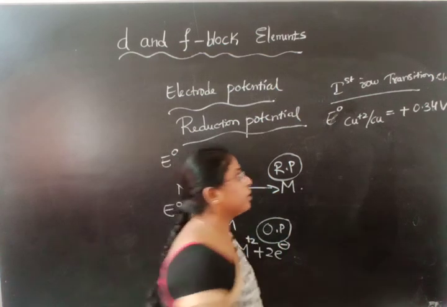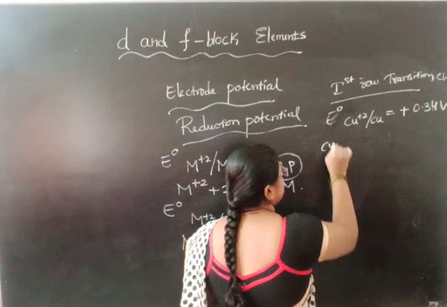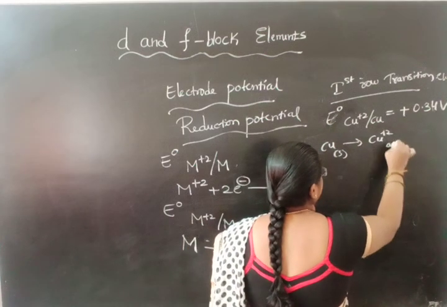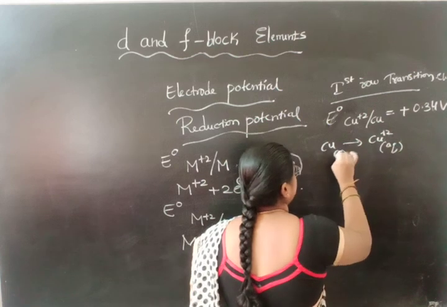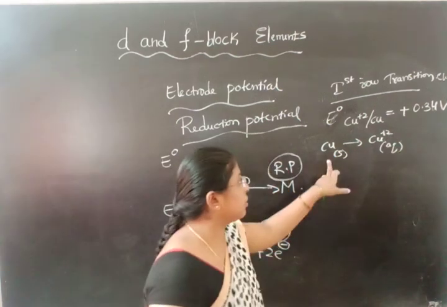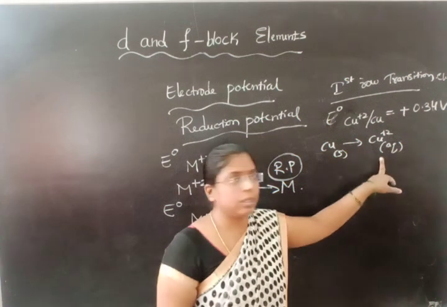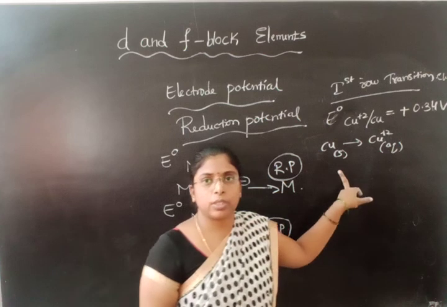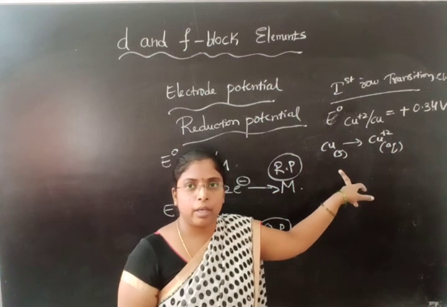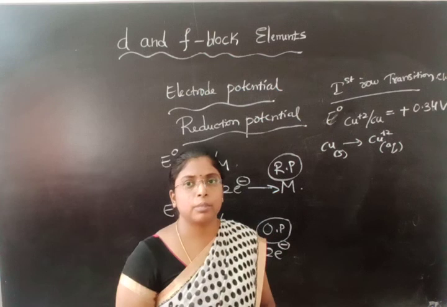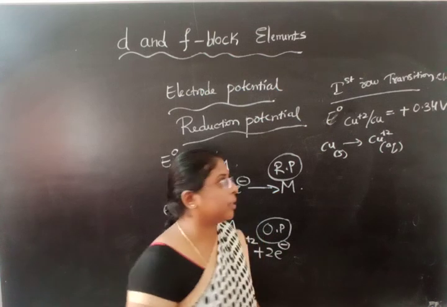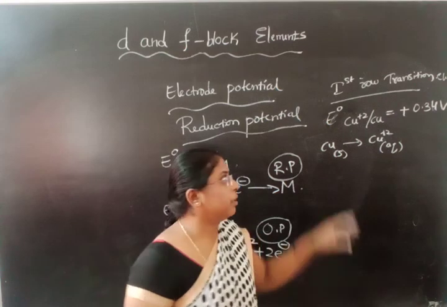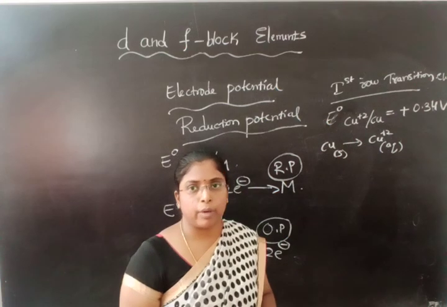If we want to convert solid copper to aqueous Cu plus 2, the stable metallic copper requires very high energy, a high electrode potential, and this is not balanced by its hydration enthalpy. Hence it is a high positive value. Only for copper is it a positive value.